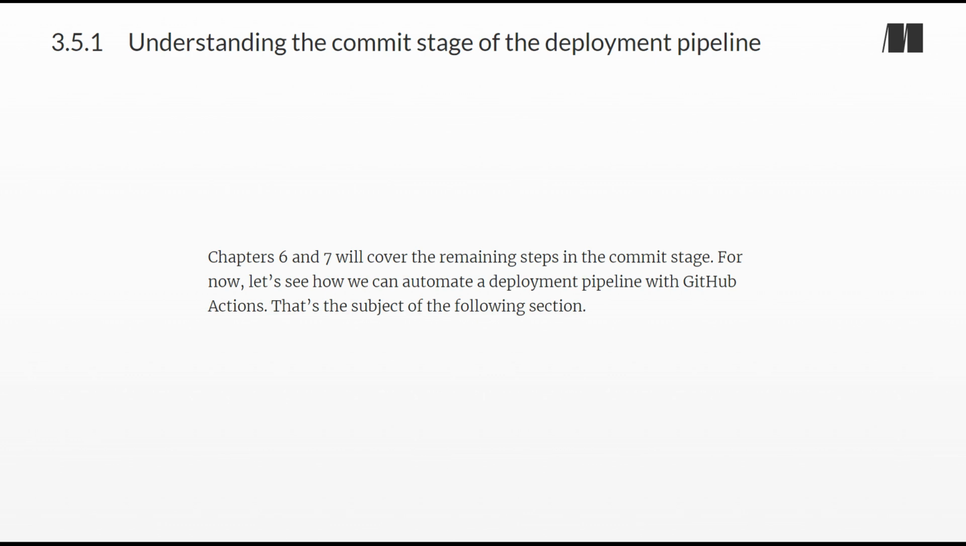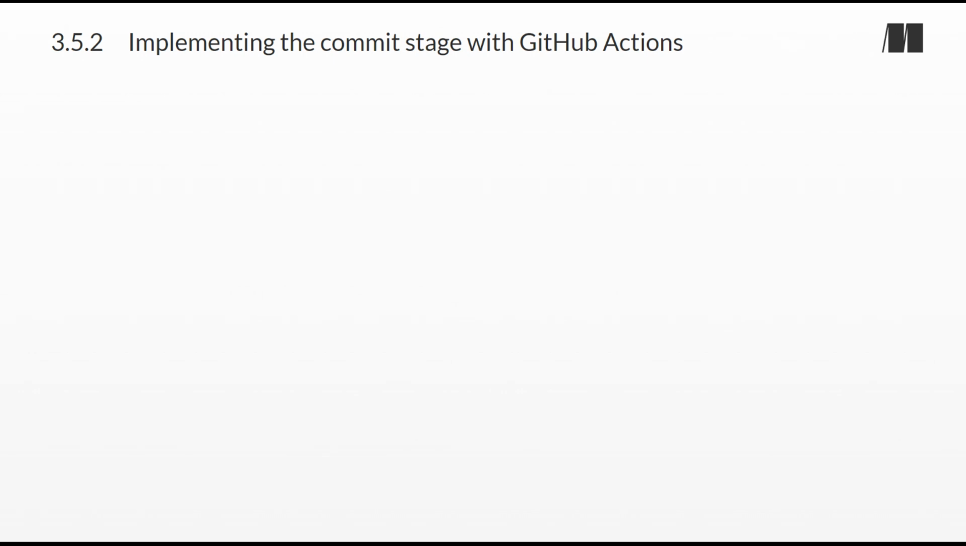Chapters 6 and 7 will cover the remaining steps in the commit stage. For now, let's see how we can automate a deployment pipeline with GitHub Actions. That's the subject of the following section. Section 3.5.2, Implementing the Commit Stage with GitHub Actions.